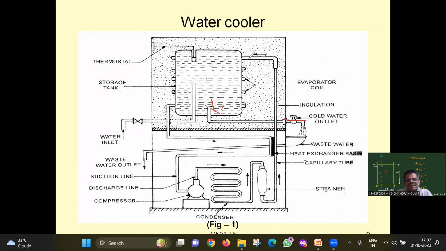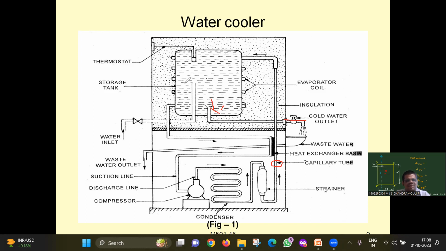Okay, see, this is our compressor which is placed at the bottom, and this condenser is also placed at the bottom. So after the compressor, this is the discharge line of the compressor, and this is the condenser. After that, there is a strainer to filter any dust particles, whatever be there, and then here, this is the capillary tube which is not clearly shown in this. This is the capillary tube through which the refrigerant flows, and here the temperature and pressure drop, and after that it flows through a heat exchanger, and then it is moved to the tank.